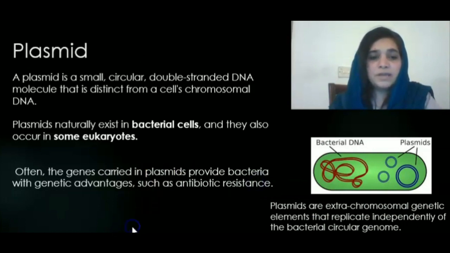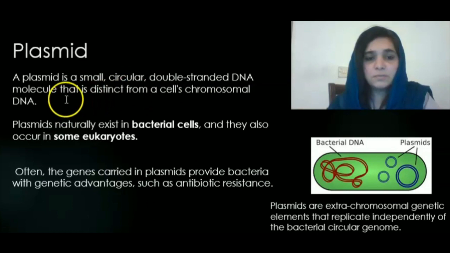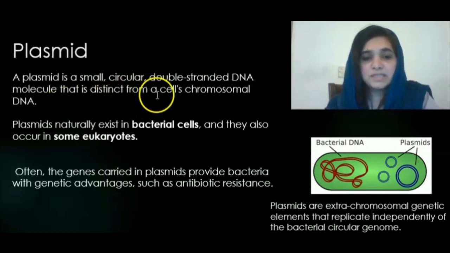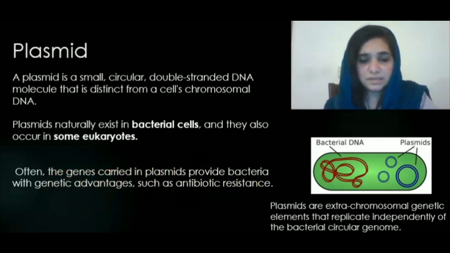So we can define plasmid. A plasmid is a small circular double-stranded DNA molecule that is distinct from a cell's chromosomal DNA. Plasmids naturally exist in bacterial cells and they also occur in some eukaryotes. Often the genes carried in the plasmids provide bacteria with genetic advantage such as antibiotic resistance.